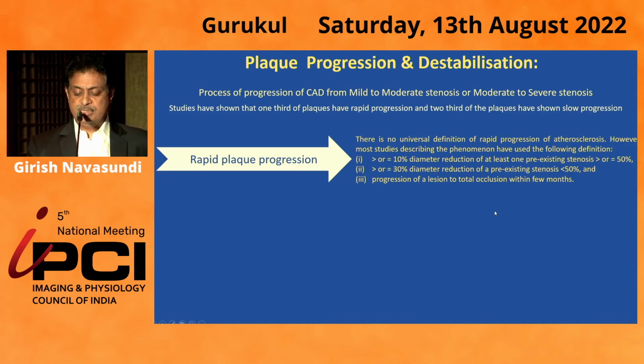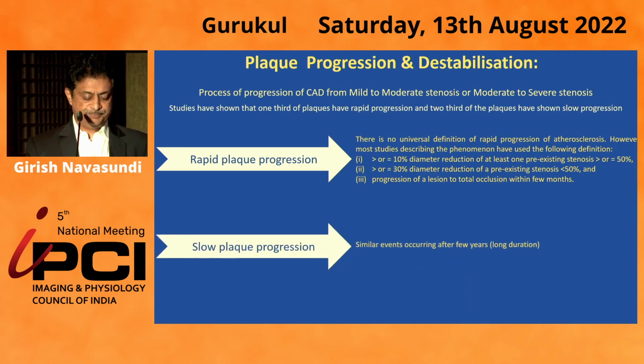However, most studies describing the phenomenon have used the following definition. More than or equal to 10% diameter reduction of at least one pre-existing stenosis of more than or equal to 50%, meaning a lesion which is 50% increases by another 10%. Or more than or equal to 30% diameter reduction of a pre-existing stenosis which was less than 50% previously. Progression of a lesion to a total occlusion, all within a few months, is called rapid progression.